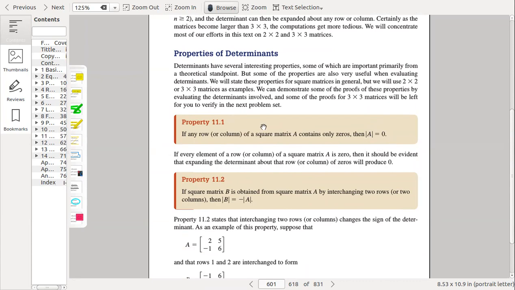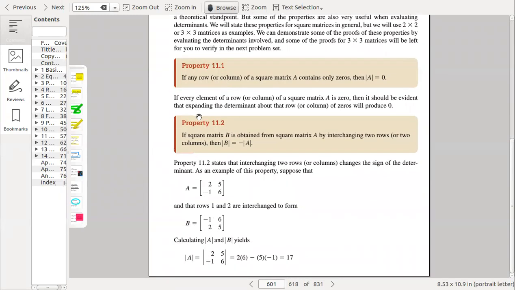So this is the point to be remembered. If all entries of any row or any column is 0, then the determinant is 0. Okay, so the second property is, if a square matrix B is obtained from square matrix A by interchanging two rows or two columns, then the determinant will be multiplied by minus 1.